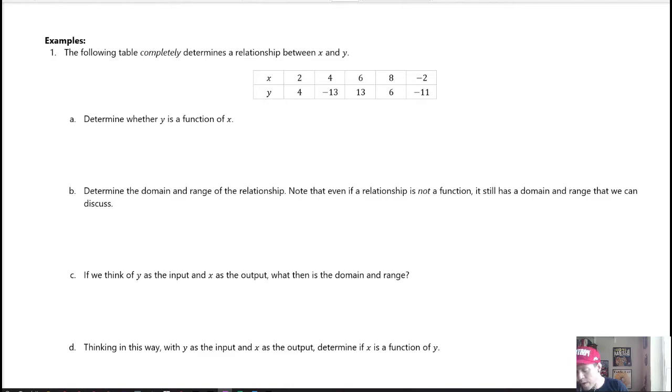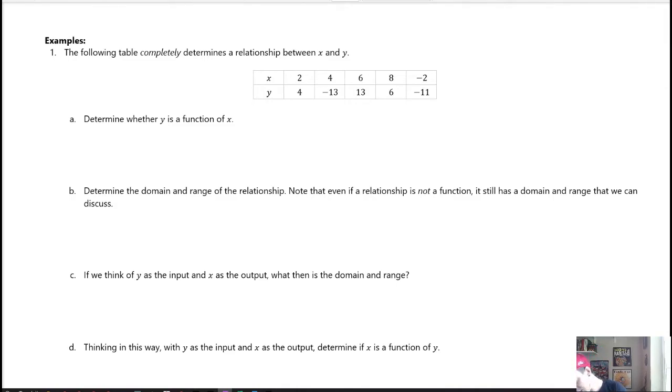So let's take a look at the table. We have x in the top row. The x values are 2, 4, 6, 8, and -2. The y values are in the second row. They are 4, -13, 13, 6, and -11.